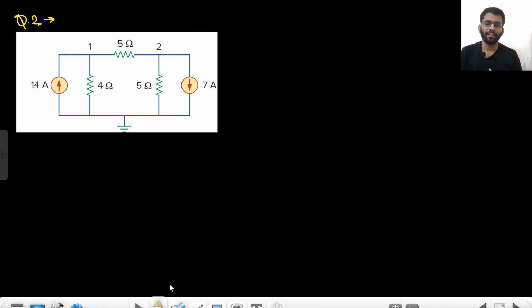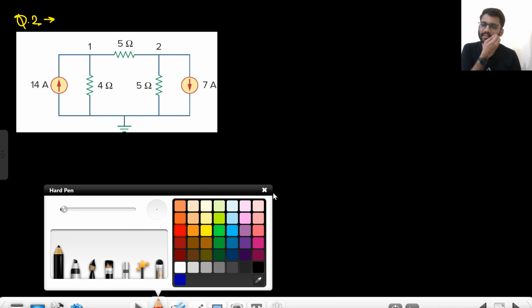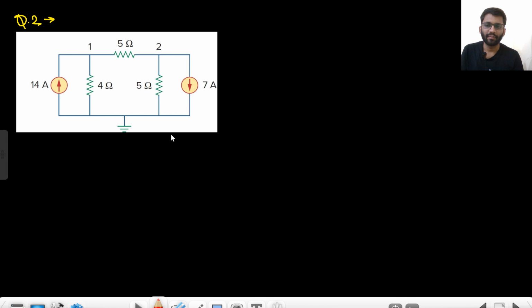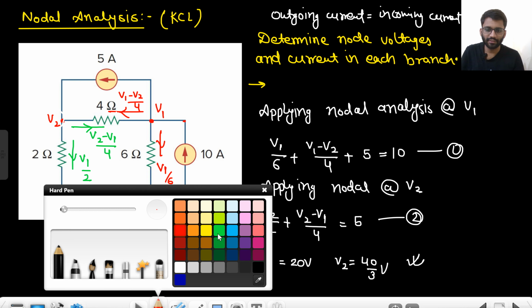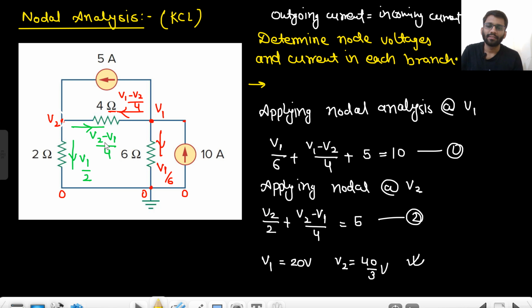Again, you need to find the value of potential of these two nodes. Let's call this one V1, this one V2. Also, in this question, if they had asked what is the value of current in the 6 ohm resistance, what will be the answer? 20 by 6 ampere, right? 20 volts is there, 20 by 6 ampere.